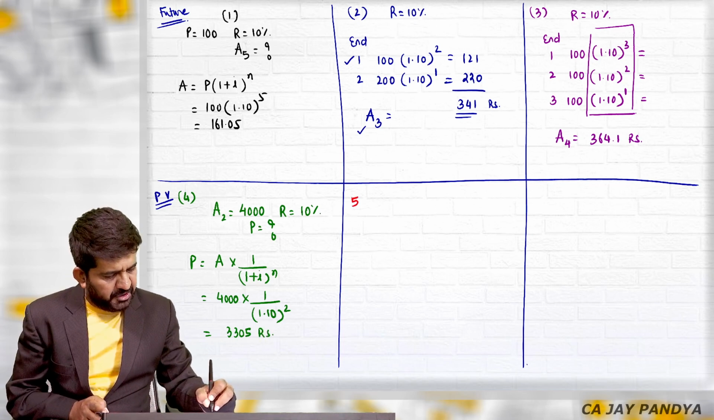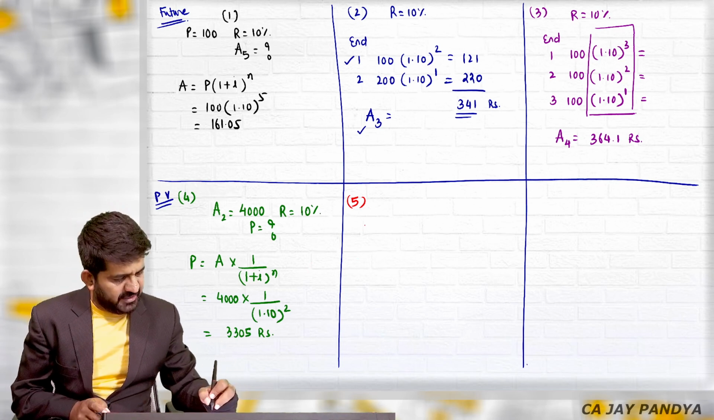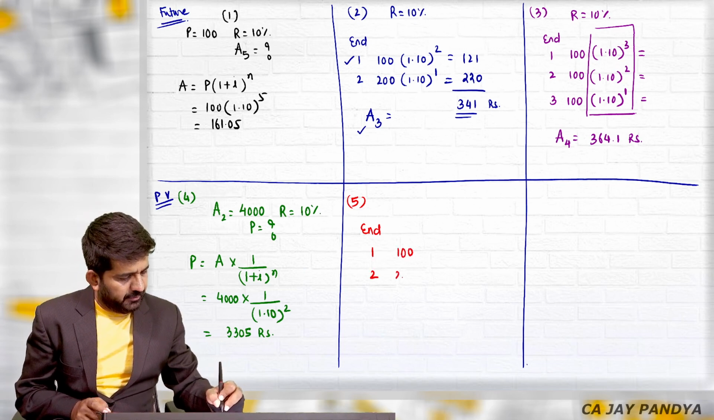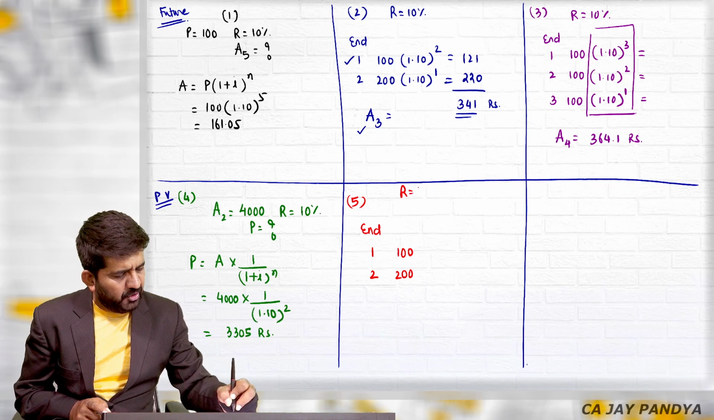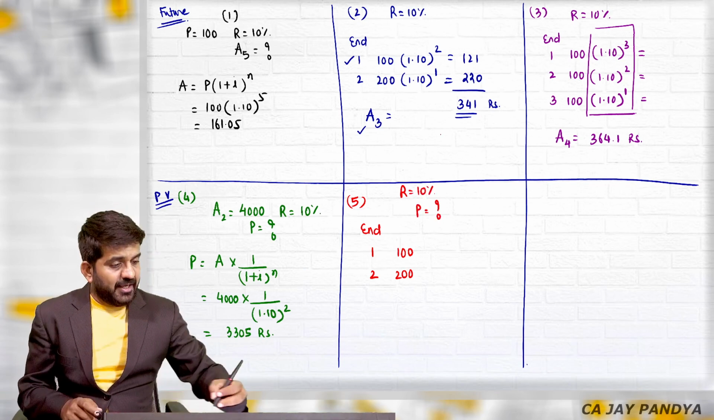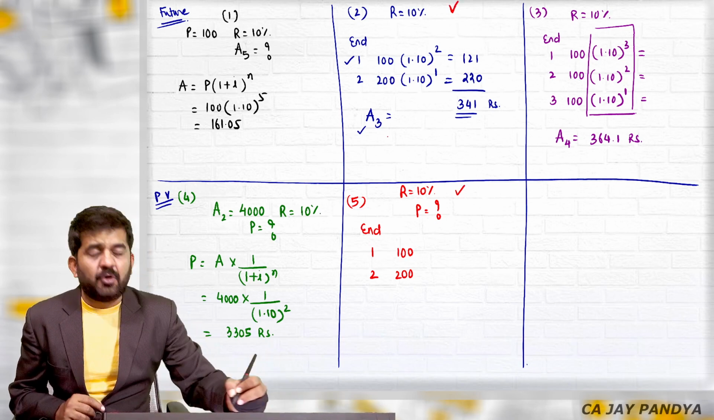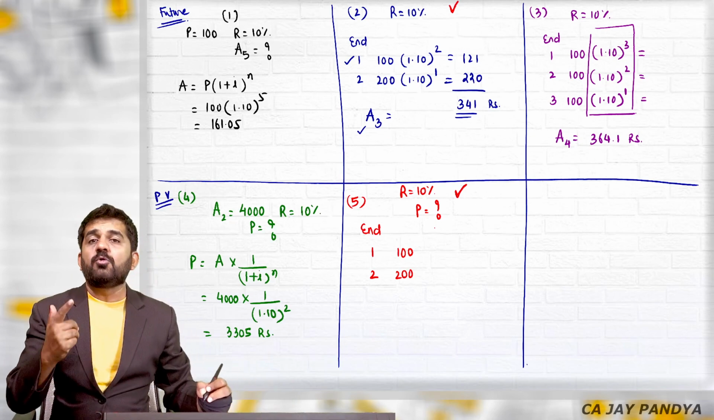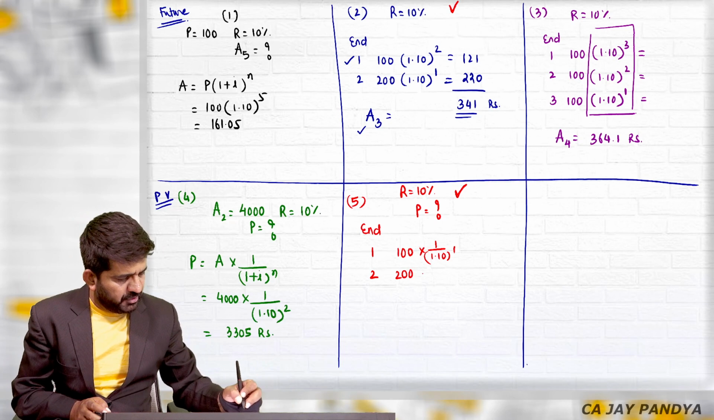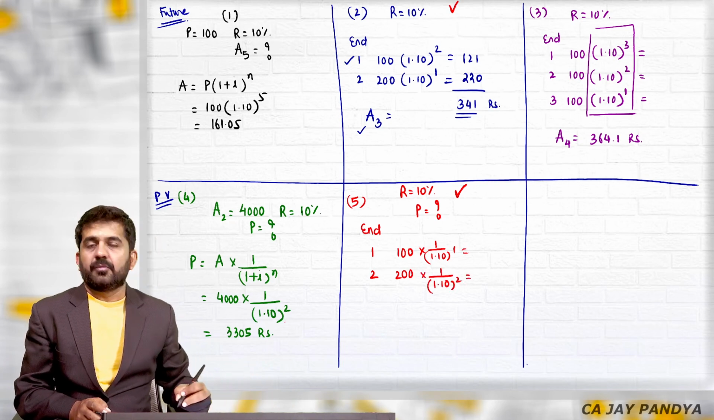Fifth type of question, same, to find out present value, but the amounts are different. Say rate of interest is 10%. What is present value? See, don't get confused in this and this question. Here you need to find out future value. Here you need to find out present value. This will be 1 divided by 1.10 raised to 1. This is 1 divided by 1.10 raised to 2.